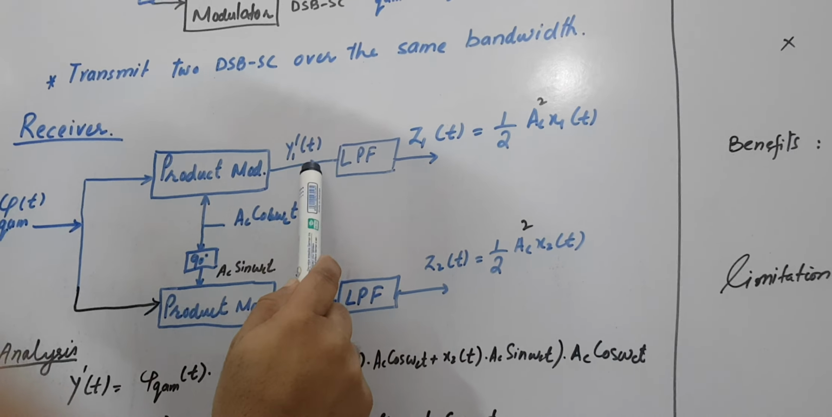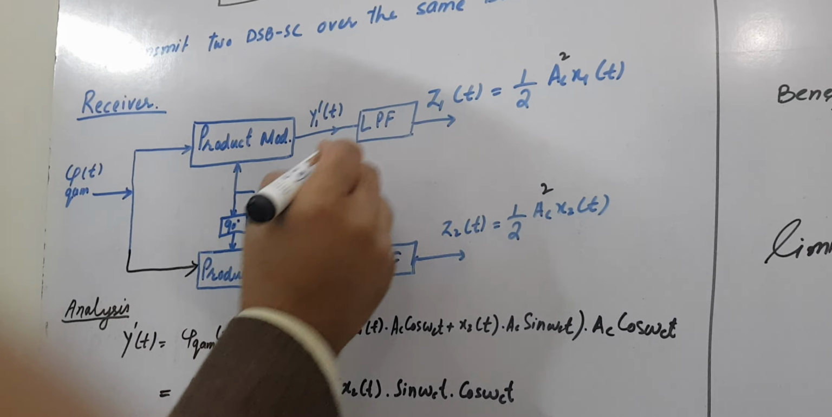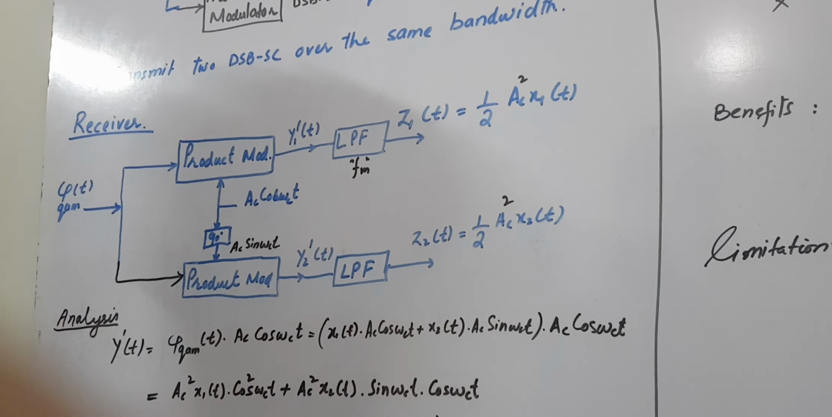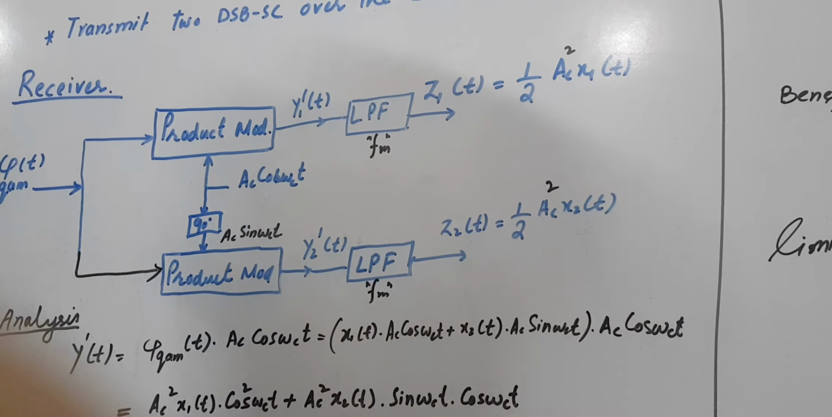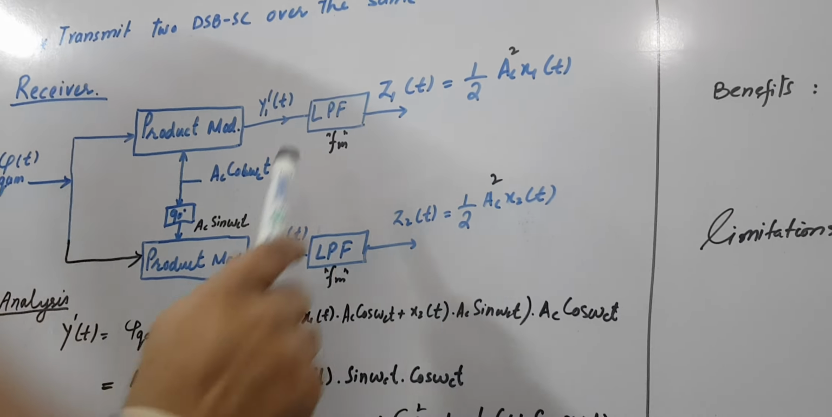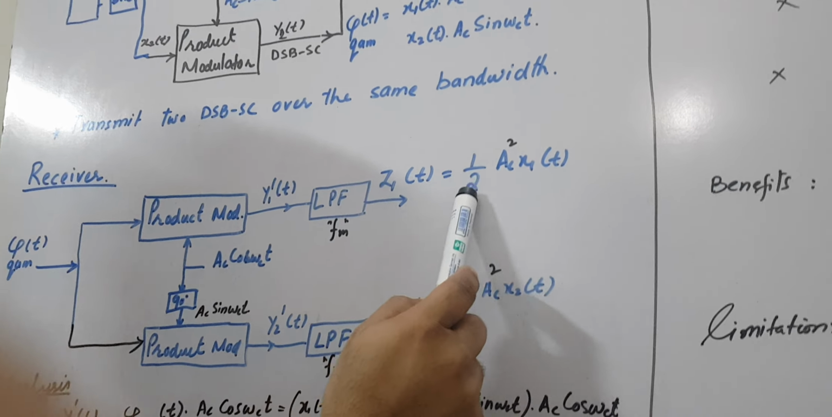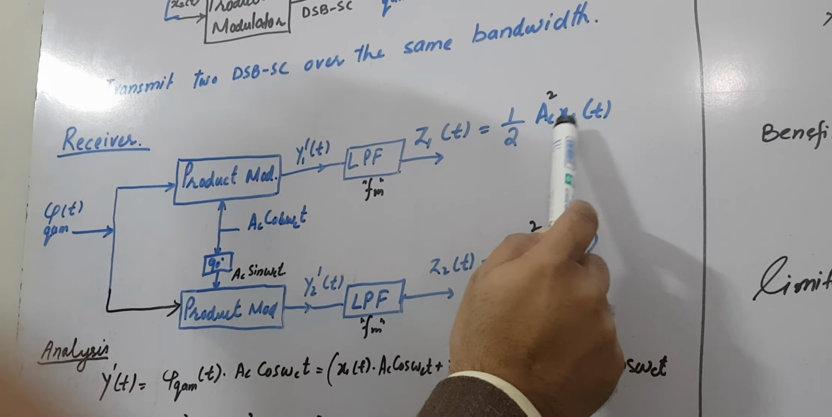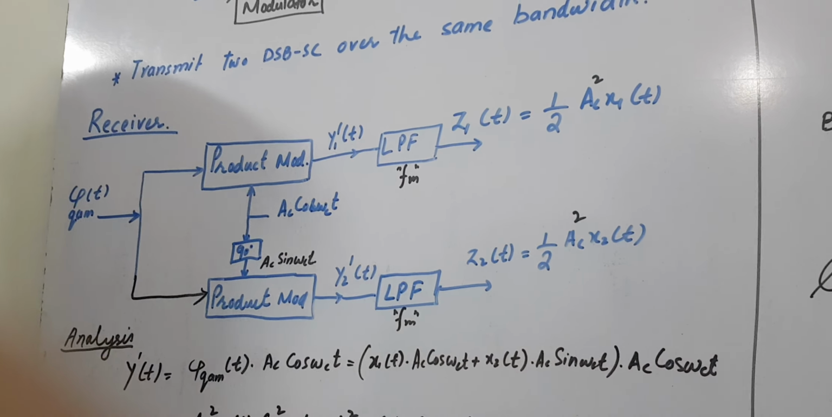After that, you pass that output through the low pass filter whose cutoff frequency is fm, and at the end you get the first component z1, which is equal to half Ac square x1(t). So that was the transmitted message that you have recovered. Let's do some analysis to see how this is possible.